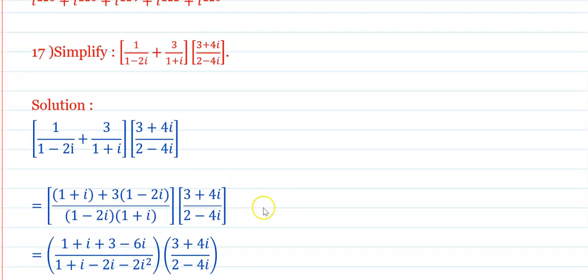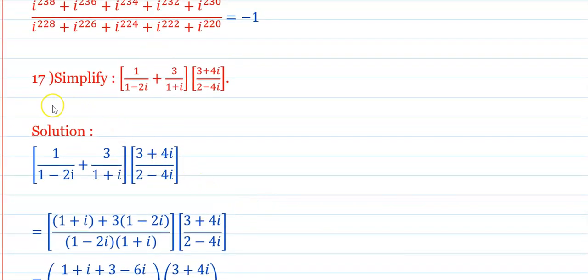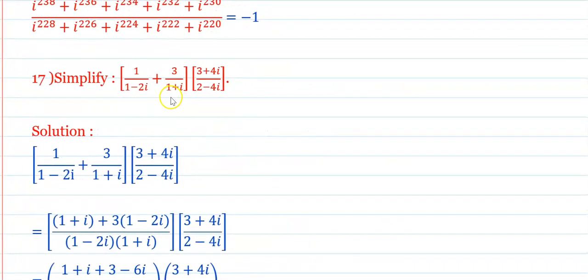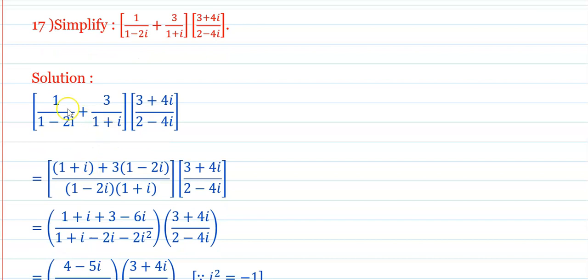Now the next, question number 17. Simplify. 1 upon 1 minus 2i plus 3 upon 1 plus i, into 3 plus 4i upon 2 minus 4i. आता हे simplification करणार. या bracket मध्ये cross multiplication. 1 into 1 plus i, you will get 1 plus i. 3 into in bracket 1 minus 2i. Denominator 1 minus 2i into 1 plus i. And multiplication of this bracket 3 plus 4i upon 2 minus 4i.